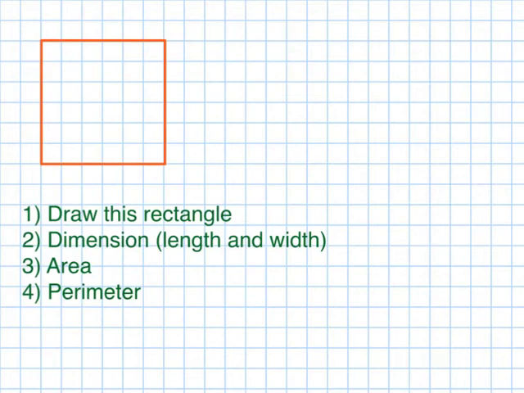So here's the rectangle that we are going to work with, and here is a list of steps that you are going to complete while you pause the video. First, you're going to draw this rectangle, then you're going to get the dimensions, the length and the width, and then you're going to calculate the area and the perimeter. So go ahead and pause the video. Once you have completed these 4 steps, come back and continue watching.